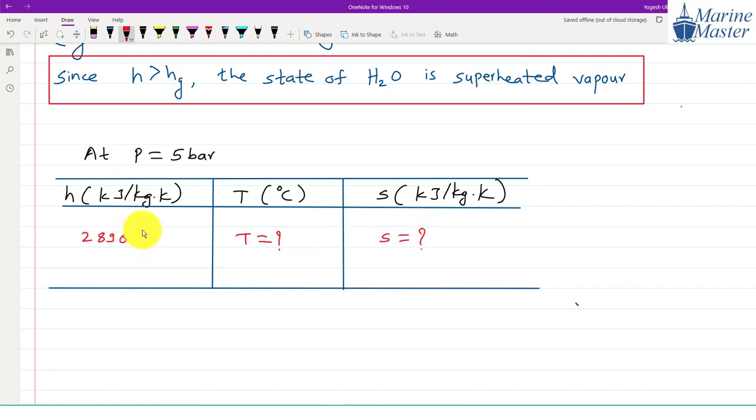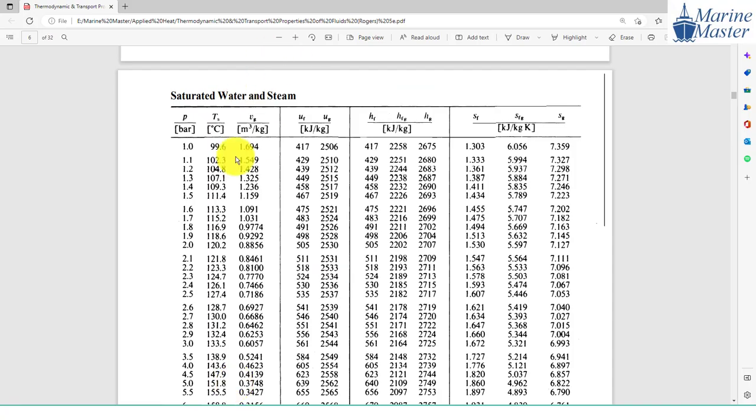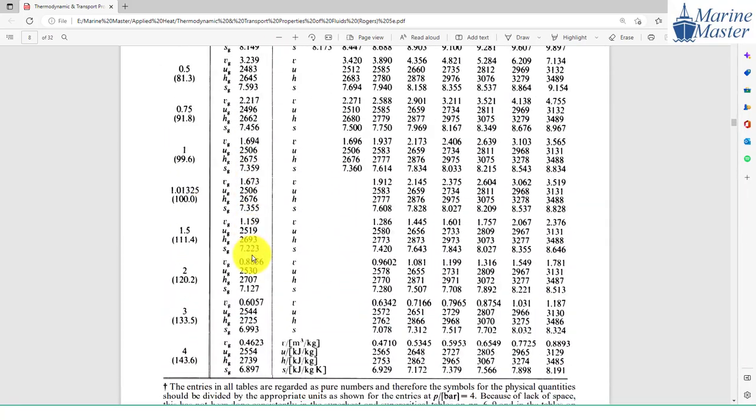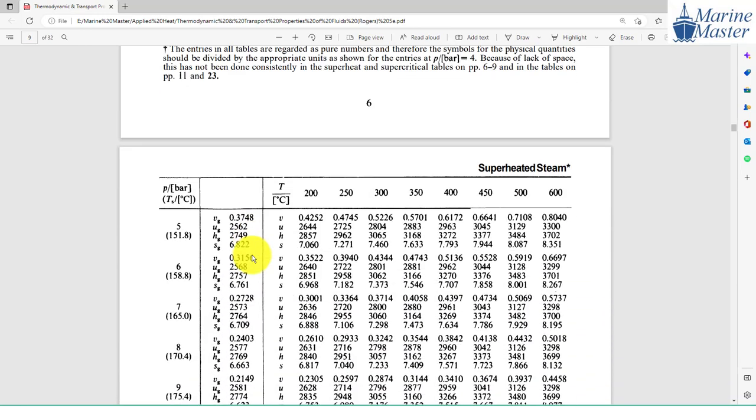So we can call this our X, and this our Y, and this also our Y. Always remember, here we have to deal with pressure, so we will go to the 5 bar pressure, the superheated one, guys. These things are a little bit confusing now, so my suggestion is to try to solve this numerical 2 times by yourself after this.